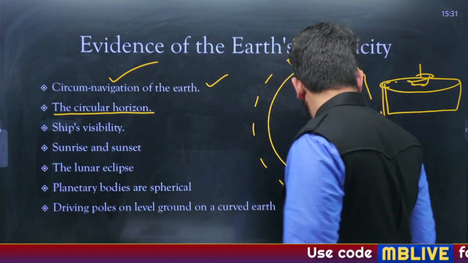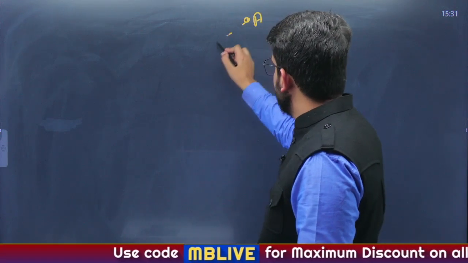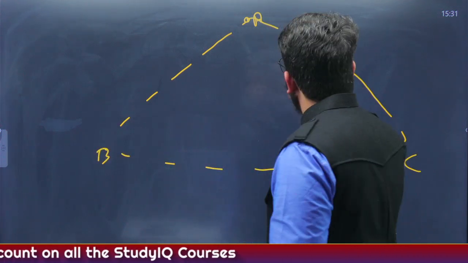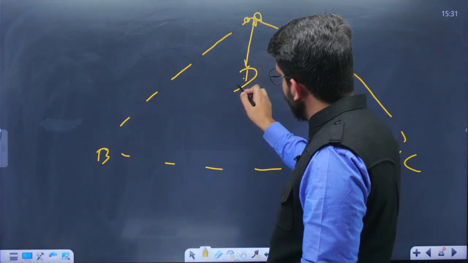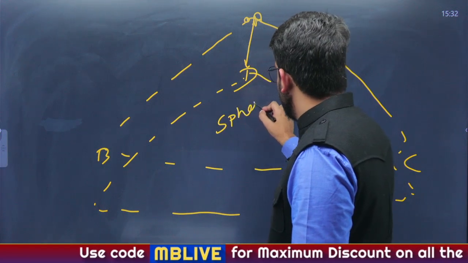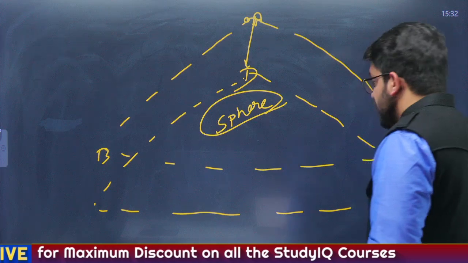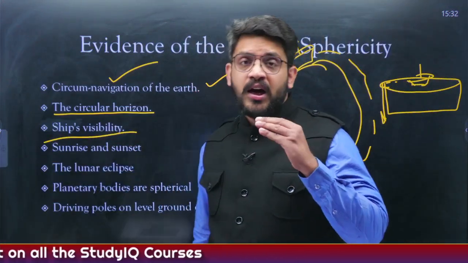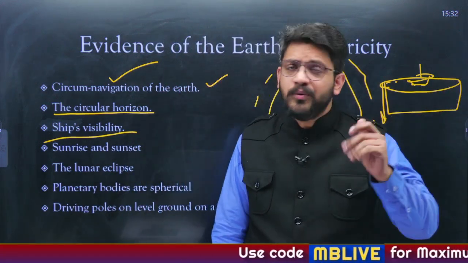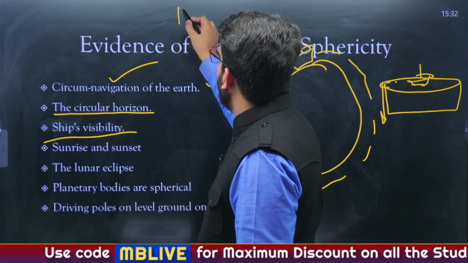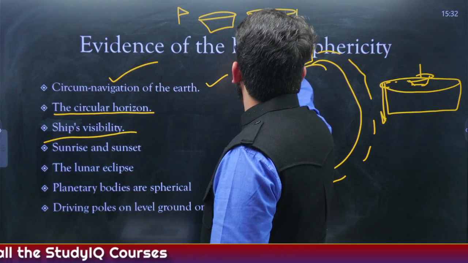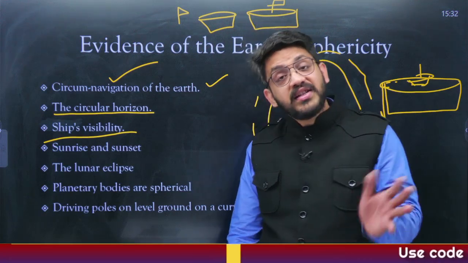If you are standing here, this is your point, this is your horizon, it is always like this, point B, point C. If we move further, this is your point D, now your horizon becomes like this. This is just because Earth has a spherical shape or similar to a sphere. Third one is ship's visibility. When you are standing on a beach and you see a ship coming towards you, first the flag appears, then the whole ship. Why this? Due to the shape of the Earth.